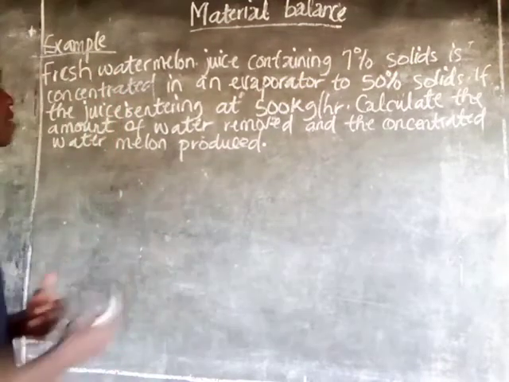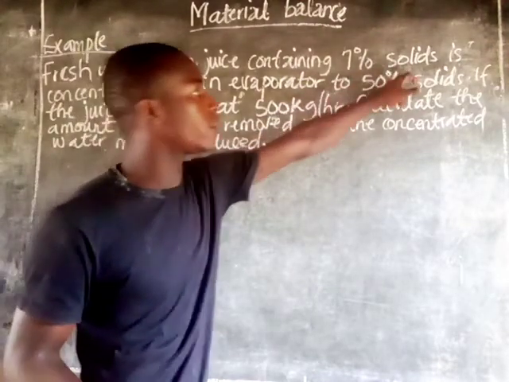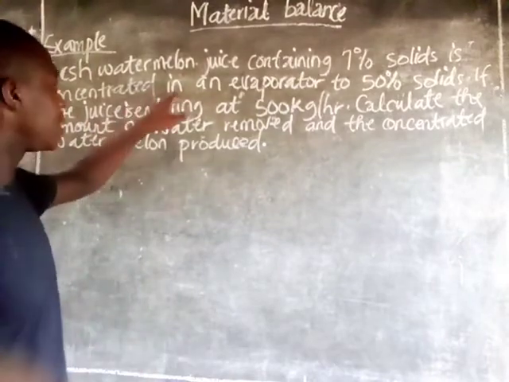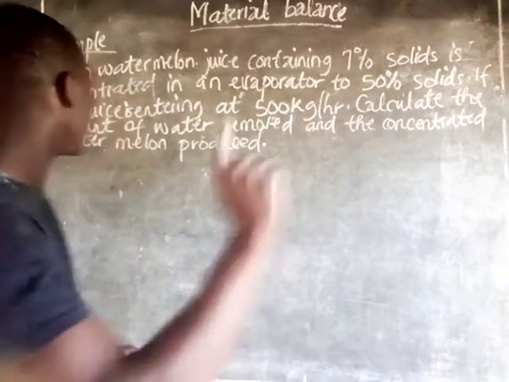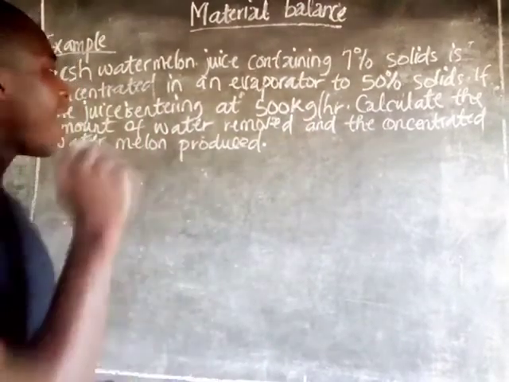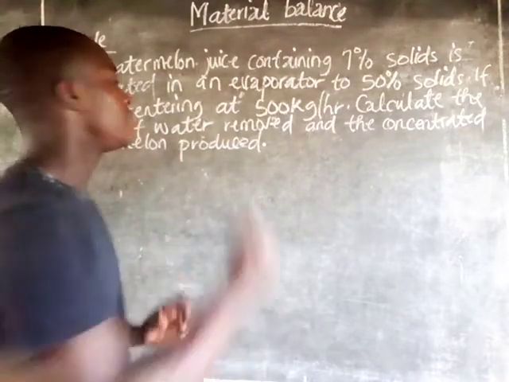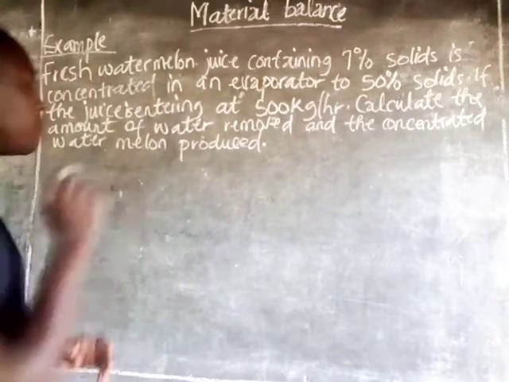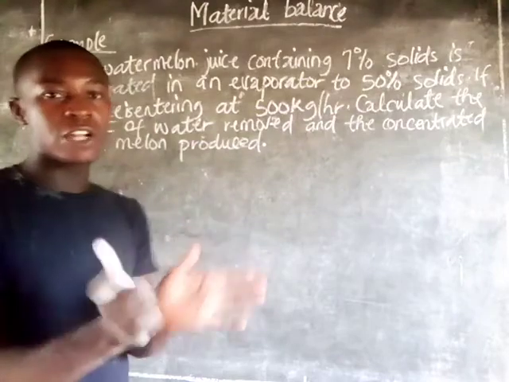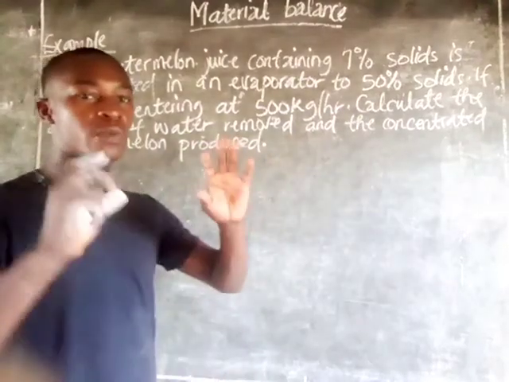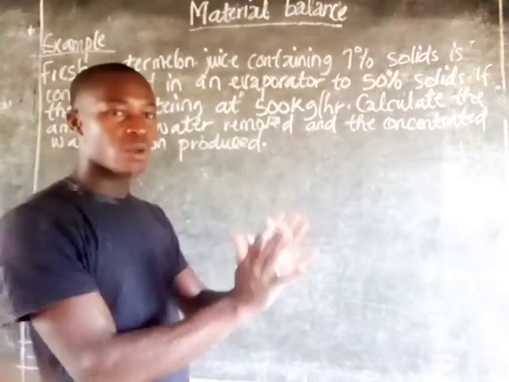But in this case they say that the fresh watermelon juice containing 7% solid is concentrated in an evaporator to 50% solid if the juice is entering at 500 kilogram per hour. Now the question is, calculate the amount of water removed and the concentrated watermelon produced. So now we are going to be looking at three things. The first is the fresh watermelon.